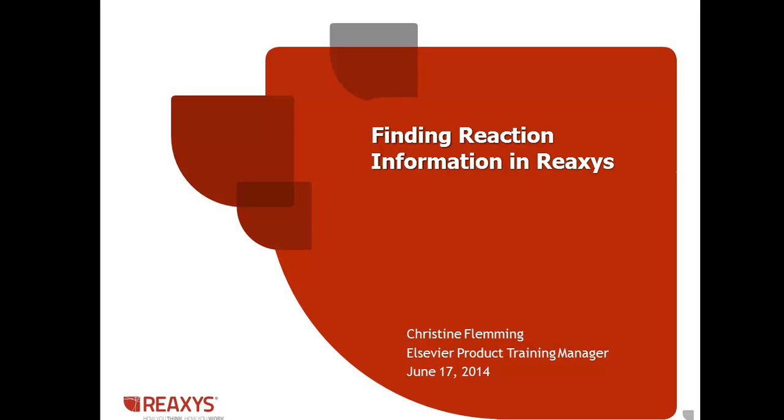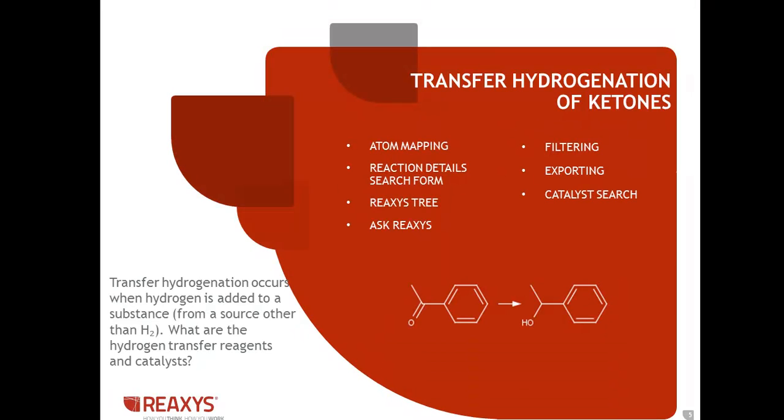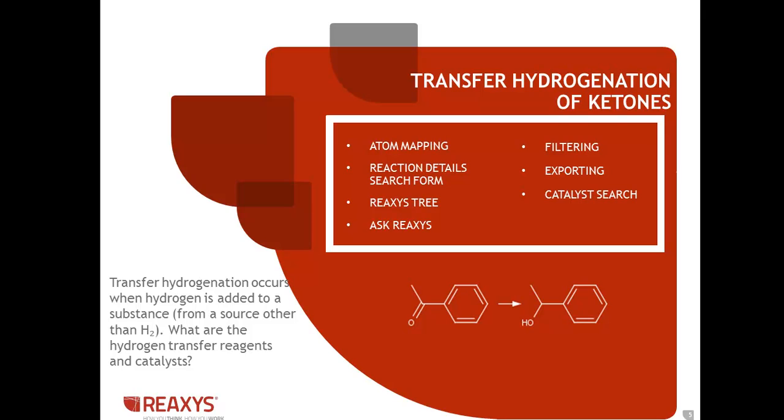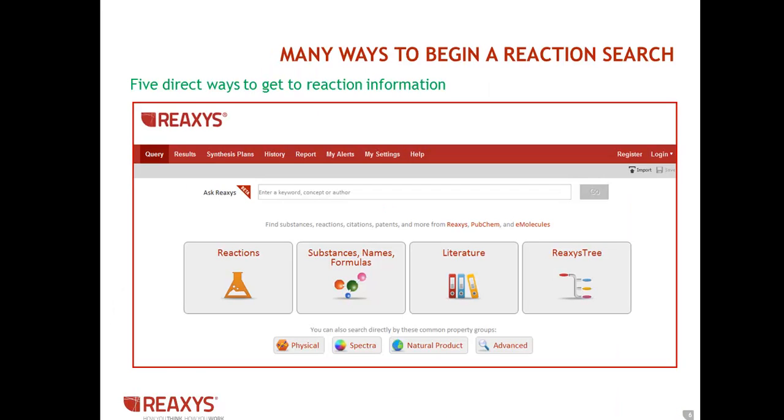This video covers most of the basics that are shown here in this list. The topic I'll use to illustrate these features is finding information on the transfer hydrogenation of ketones. Transfer hydrogenation occurs when hydrogen is added to a substance from a source other than H2. What are some of the hydrogen transfer reagents and catalysts? We'll look at several different ways to get to this information.